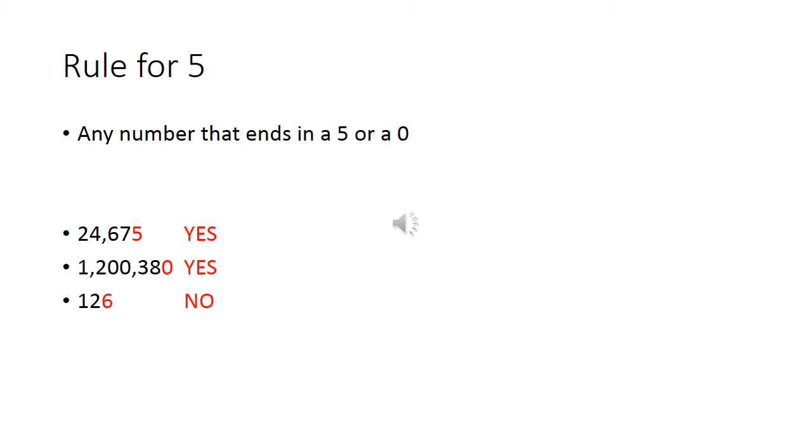24,675 ends with a 5. Yes, I can divide it by 5. 1,200,380 ends with a 0. So yes, I can divide it by 5. 126 ends with a 6. So no, I cannot divide that by 5.